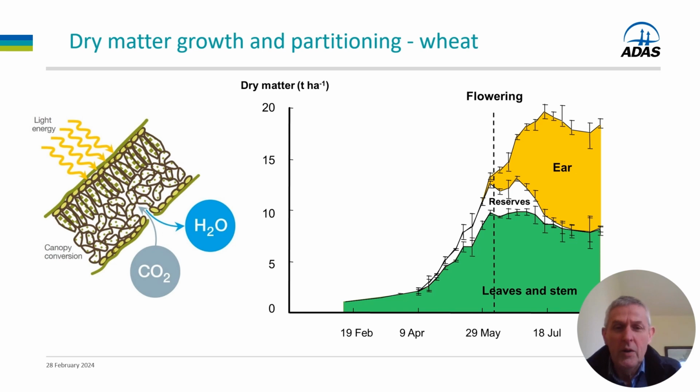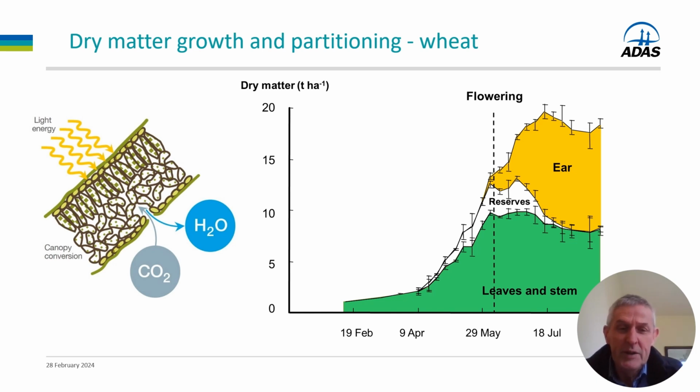If we then look on the right hand side at what this does, if we imagine we went to a wheat crop and every week we cut down the wheat crop and took away everything that was above ground, and we put it in a huge oven and we dried it right down and drove off all the water, what we'd be left with is the amount of dry matter, in this case measured in tons per hectare. And we do that through time.